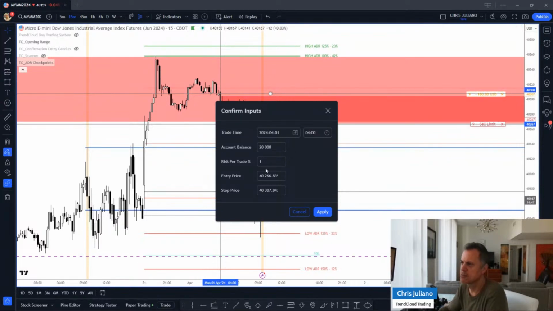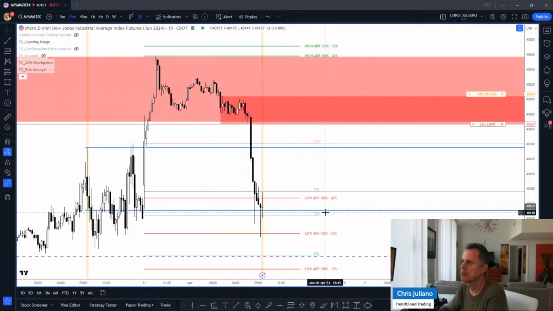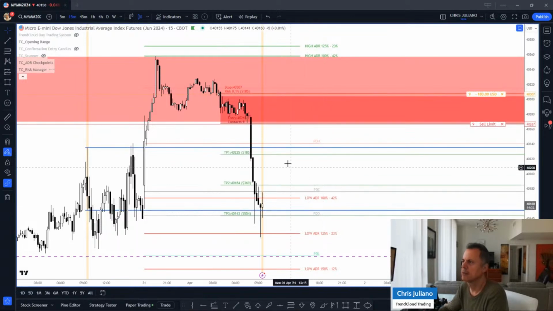This box comes up and says, okay, tell me how much is in your account. Maybe it's $10,000, I don't know what it is. You put whatever that is, and you say, I only want to risk 1%. Maybe you want to risk 2%. You make those adjustments. Hit apply. Okay, and there you go. Puts it on the chart, and that's it.